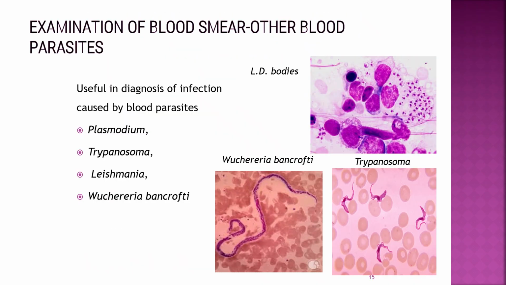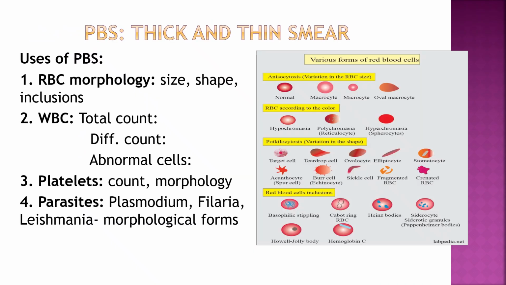So, uses of the peripheral blood smear for blood parasites: first is Plasmodium species, then Trypanosoma, then Leishmania, where you can see LD bodies, then Wuchereria bancrofti, where microfilarial forms can be seen in the slide. So these are different parasites you can detect in the PBS. Uses of peripheral blood smear: reporting can be done.